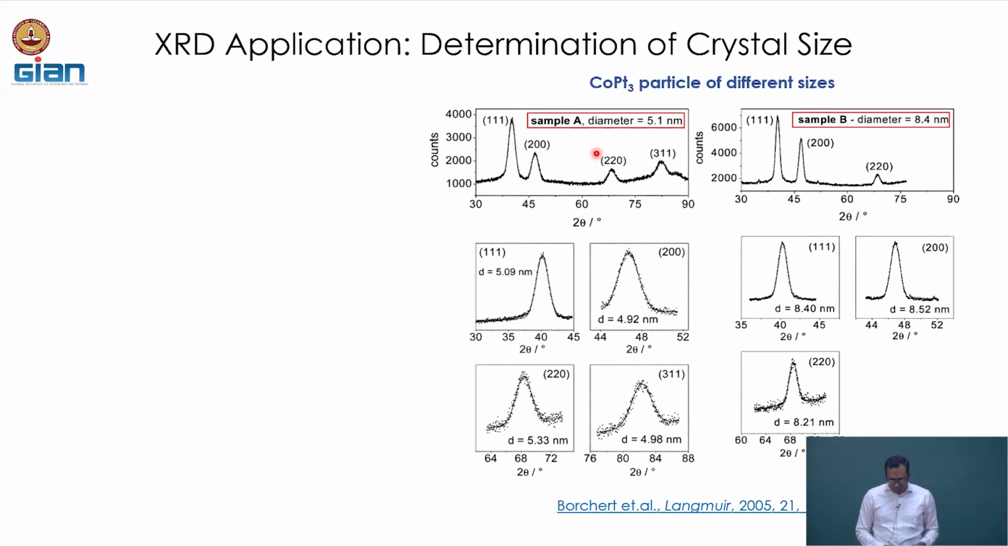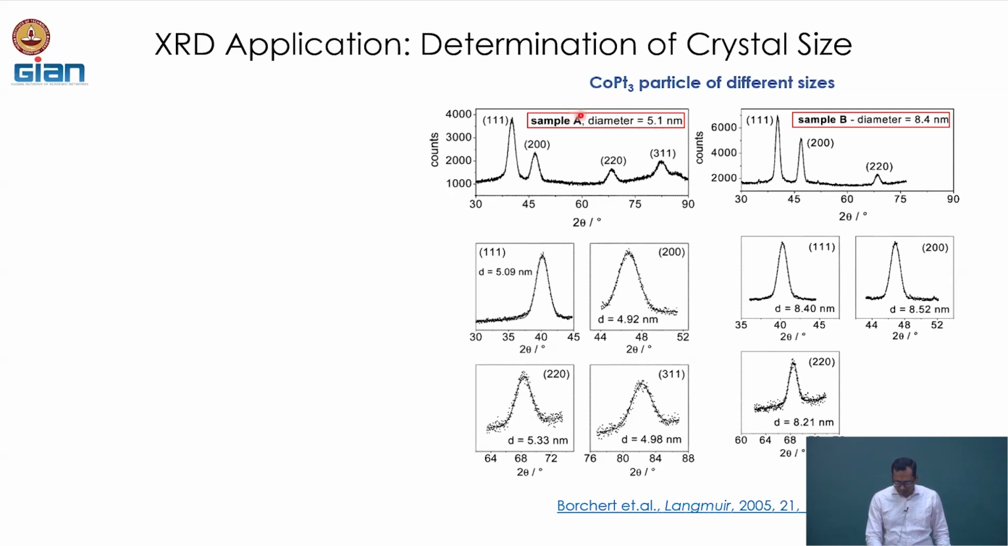Now, what we can do with XRD is determination of the crystal size, but before we go into that, I will just give you a little bit of information on the plots that I am showing here, and then I have a few questions to ask. The background information is that these are the XRD patterns for cobalt platinum 3 nanoparticles, and high resolution TEM images have been collected on these samples.